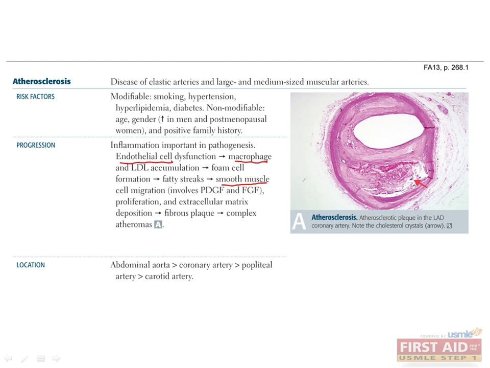Foam cells are formed, and there's a development of fatty streaks, which leads to smooth muscle cell migration and proliferation, involving PDGF and FGF, and deposition of extracellular matrix. This then forms a fibrous plaque that eventually can become a complex atheroma.